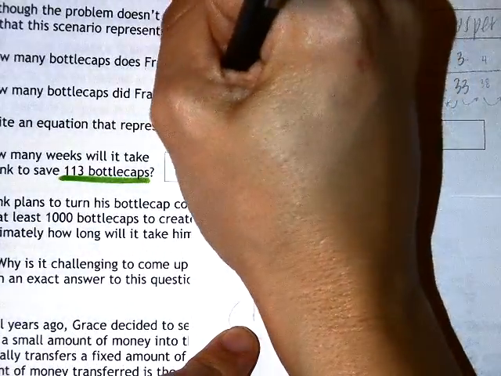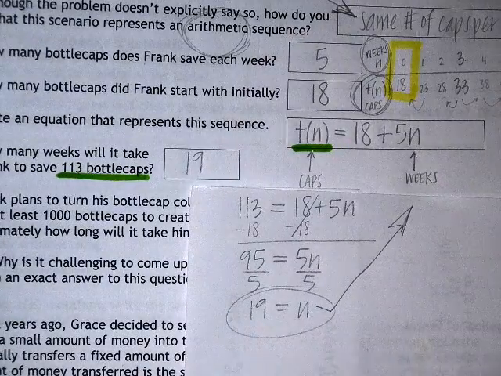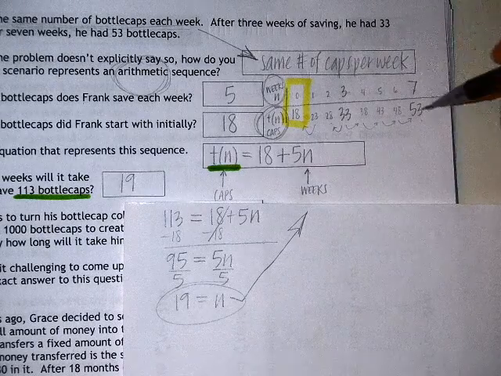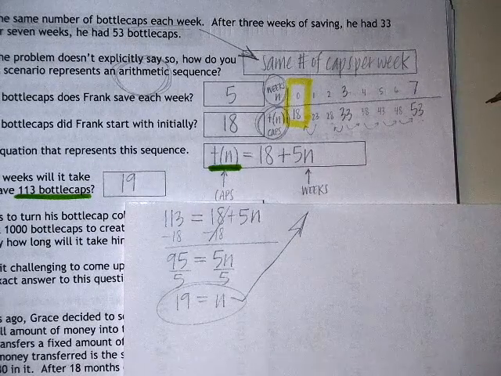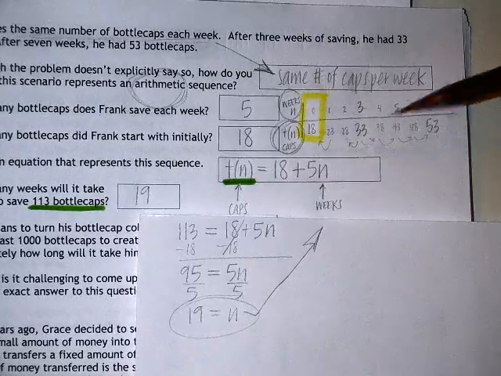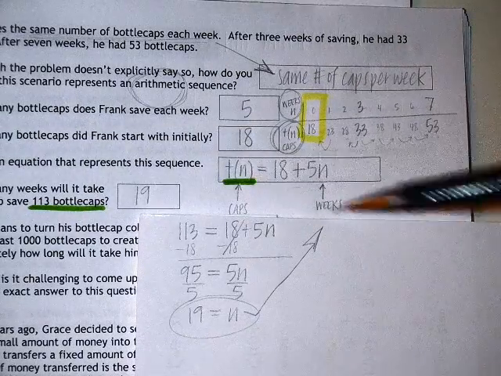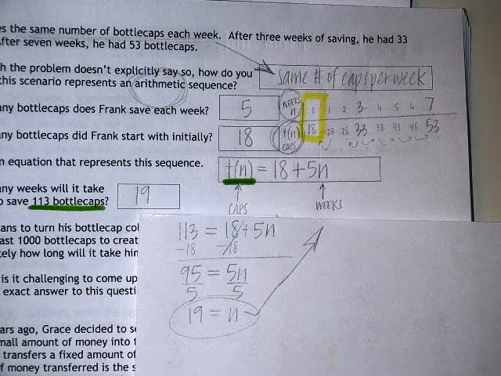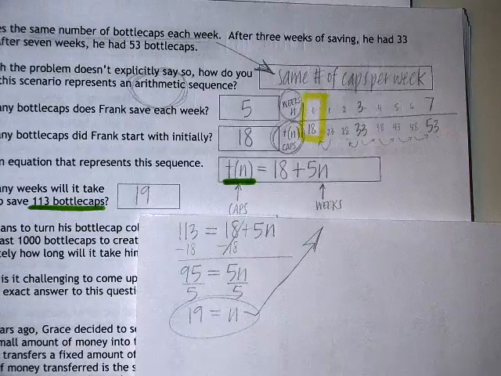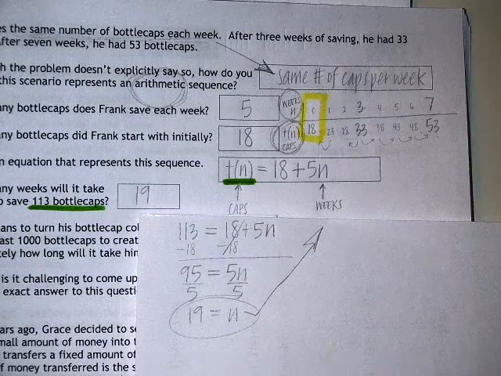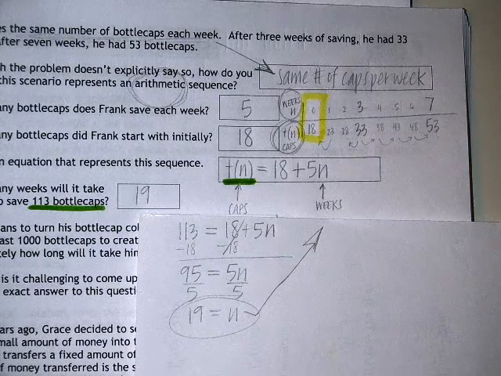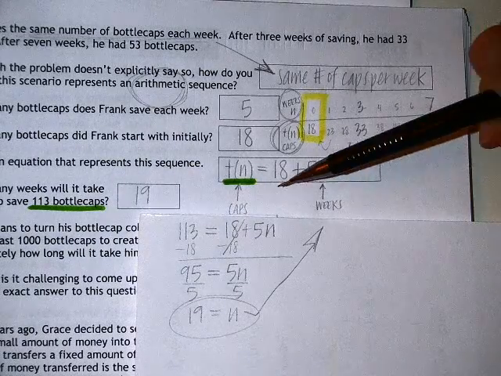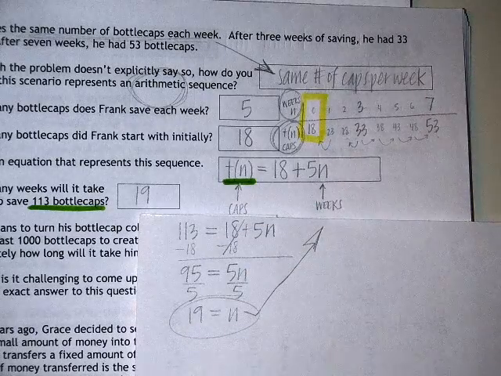So instinctively, I didn't have to extend my table, but you can probably tell why it would have been so tedious to do that. I would have had to go all the way to the 19th week in order to get this answer of 113 caps. And that would have taken forever. So the idea that we could make faster work of this by using the equation instead is certainly compelling, because that tells me I don't have to do quite as much guess and check. I don't have to do quite as much tedious work, and I can get these answers by using algebra instead.